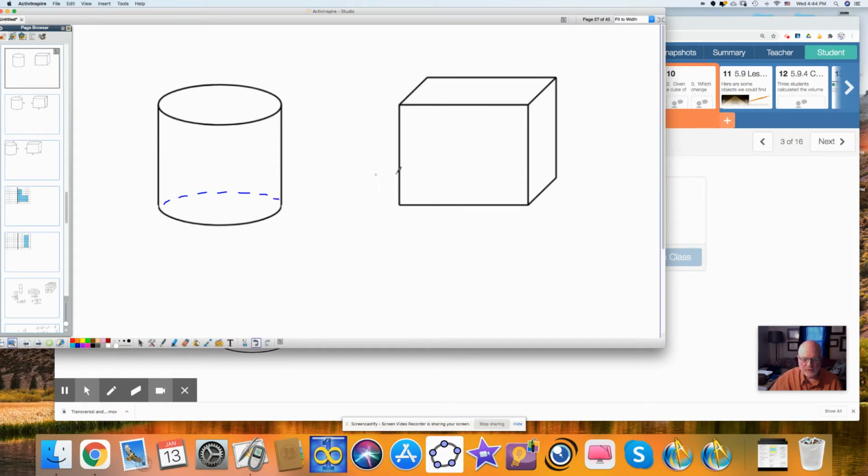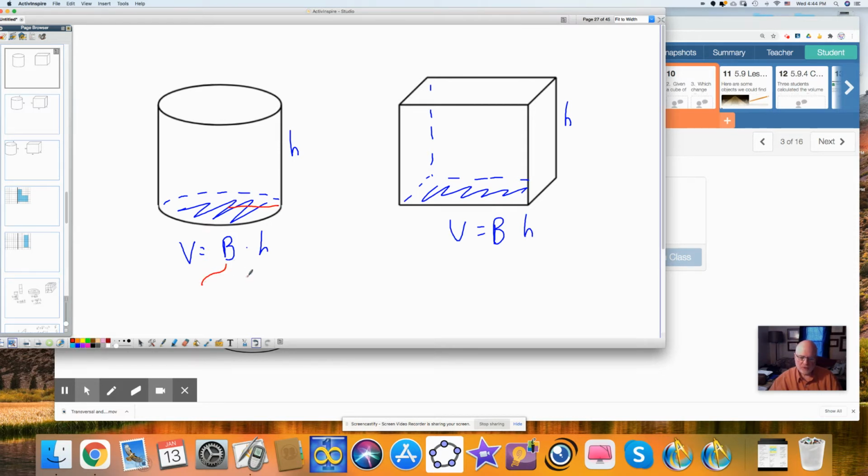Here, if I have the base of this, and I can draw the base of this one too. So the volume of a cylinder is equal to the area of the base, and I use a capital B to talk about the area of this base, times its height. The volume of this right rectangular prism is equal to the area of the base times its height. Now, what differs here is that this has a radius, and the area of this base is the area of a circle, so it's pi r squared.